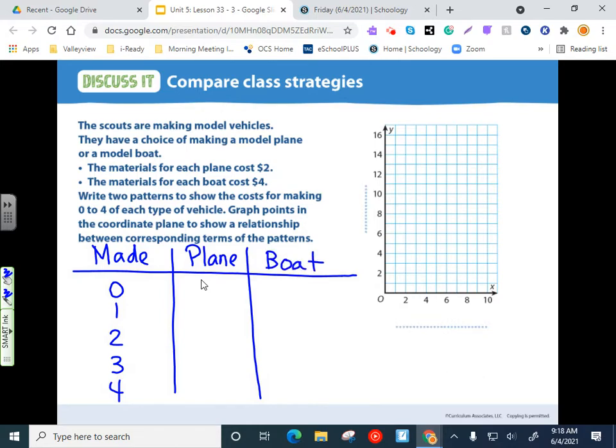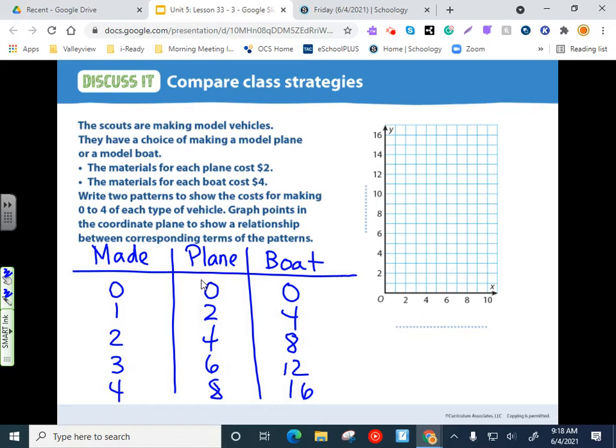Okay, so if you don't build any planes or boats, that's easy. It's $0. For one plane, that's $2. 2 is 4. 3 would be 6, and 4 planes would be 8. If you built one boat, that would be 4. 2 would be 8. 3 would be 12, and 4 would be 16.